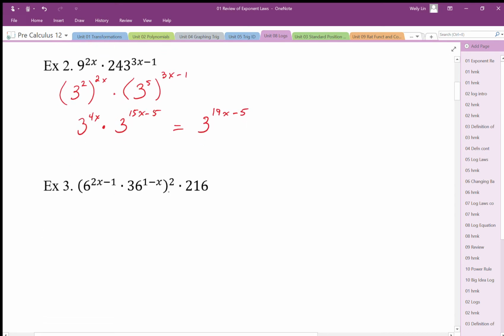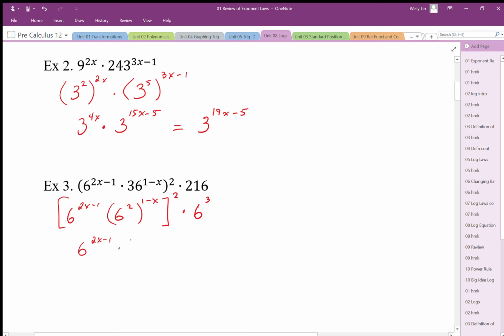So here, the common base is going to be 6, so we want to express everything as a base 6 number. Okay, so this is going to be 6 to the power 2 to the power 1 minus x, and then on the outside here, once we figure that out, it's going to be to the power 2. 216 is 6 to the power 3. Okay, so we have 6 to the power 3, and we're going to combine all these as a common base. Now we have to count the powers up, so we're going to do the inside.